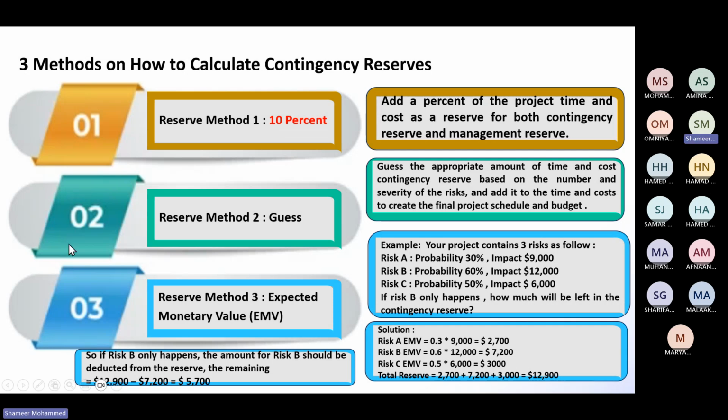Reserve method number two is guessing. Guess the appropriate amount of time and cost for your contingency reserve. Then you add, for example, say you are developing a Sims application. So instead of telling the client that I will complete the project in 6 months, you will tell him 9 months. So 3 months, you are taking it as buffer time.